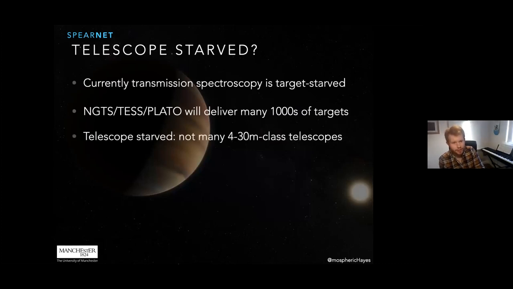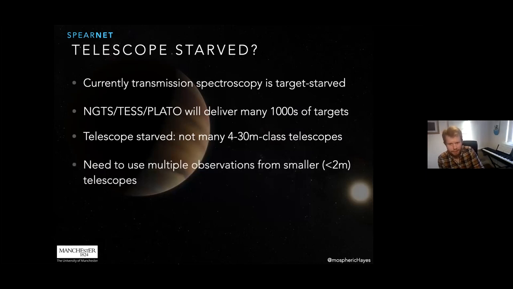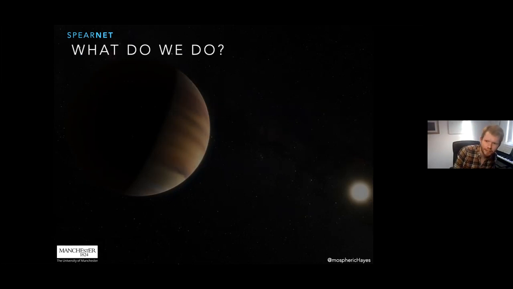So suddenly we are in what we call a telescope starved era. There aren't that many big ground-based telescopes. So ideally, we want to start using lots of smaller telescopes, which is what we're trying to get ready for. We don't actually know how many small telescopes there are in the world. No one has a catalogue. But we can take a network of them and say, we've got all of these known planets and all of these telescopes. How do we pair them up so that you maximize your scientific output?